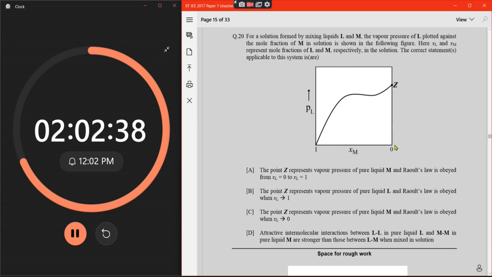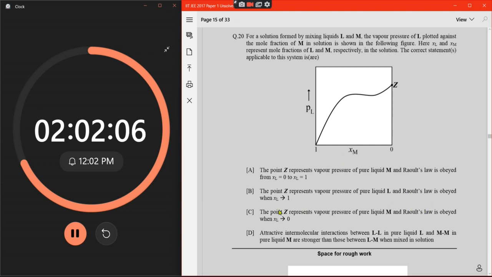M when XM is 0. No, because that is 0, so XM is 0, which means it's pure liquid L, not M. L is at its minimum here, so XM is actually higher. Yes, that makes sense. So here is pure liquid L.